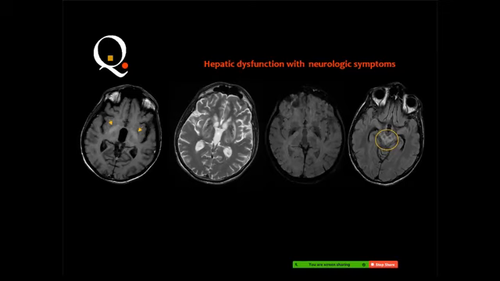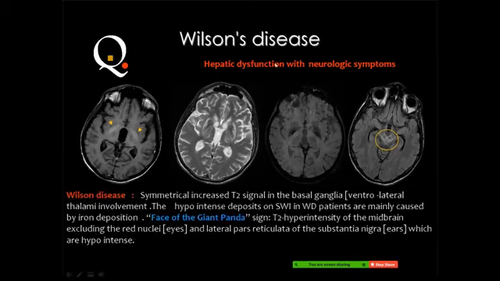Hepatic encephalopathy. Very good. And this is Wilson disease due to the hepatic encephalopathy. And the face of the panda is one of the signs that can be seen in the brainstem, in the midbrain in particular, due to the non-affection of the red nuclei and part of the substantia nigra that will appear black on the background of the affection of the rest of the brainstem, of the midbrain.